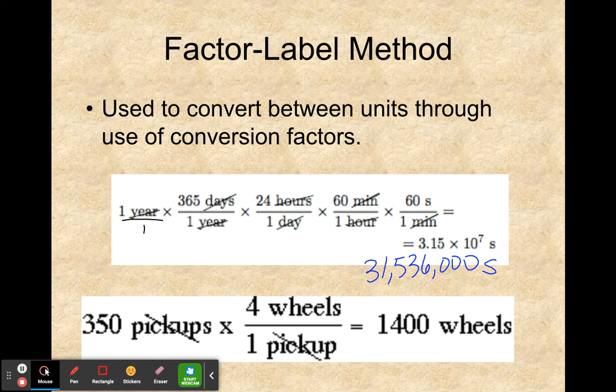All right, we're going to move on to the factor label method then. Factor label method is used to convert between units through the use of conversion factors.